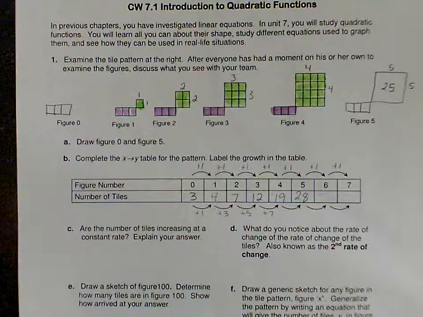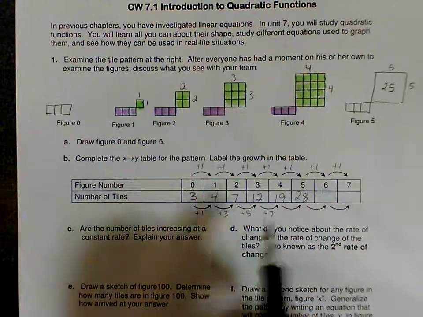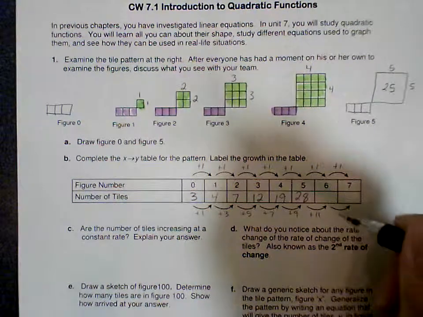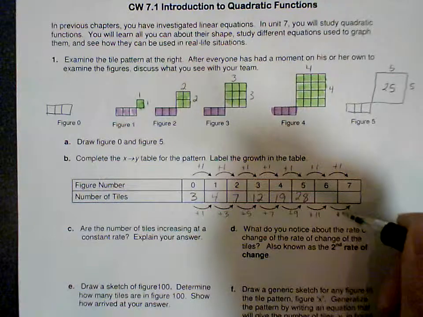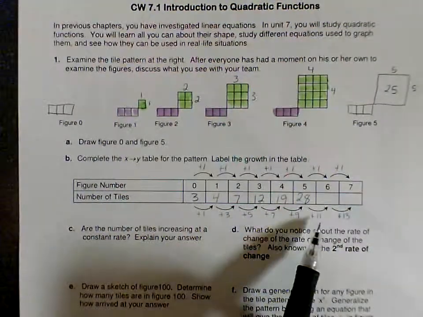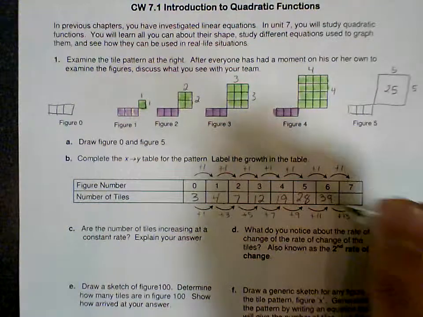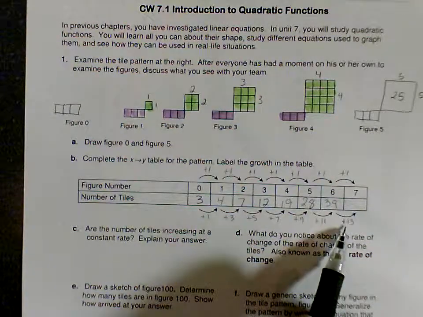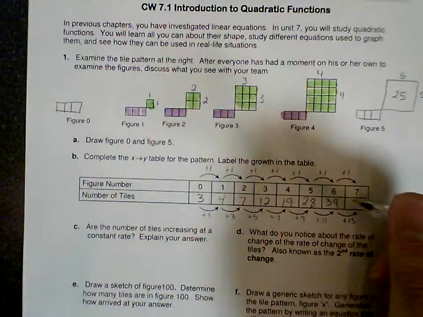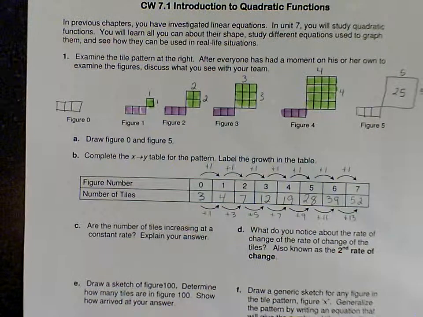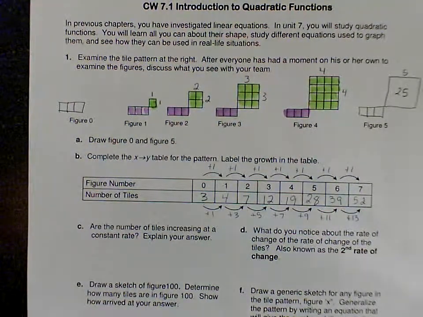And hopefully you guys are seeing the pattern now. So 1, 3, 5, 7. I'm going to add 9. I'm going to add 11. I'm going to add 13. So 28 plus 11 is going to be 39. And 39 plus 13 is going to be 52. All right, so we finished the table.